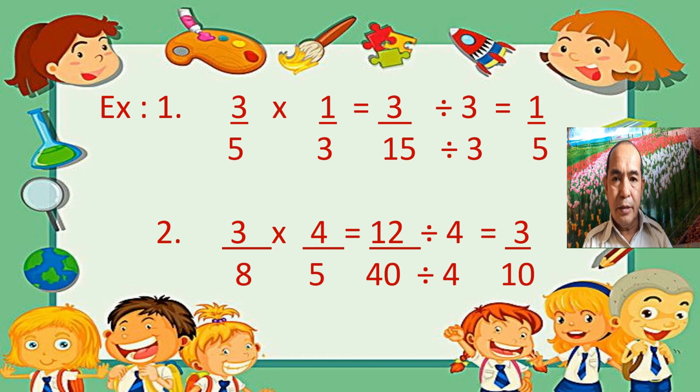Okay, let's now try to solve for the last example. We have 3/5 times 1/3. So, again, multiply the numerator, 3 times 1. We have 3. 5 times 3, we have 15.